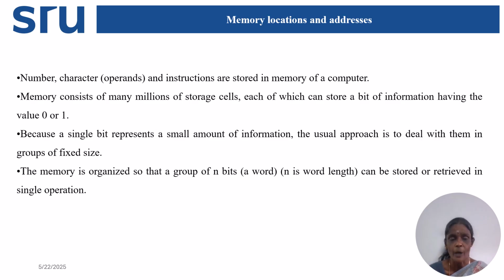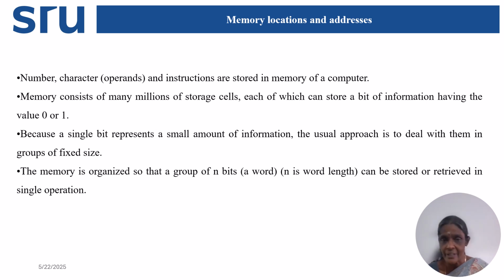So here, the number, the characters. Characters means operands. Operands are the data on which the operation is to be performed. Operation means in the coding we will give commands. Those commands will be applicable on the data. That data will be known as operands, and instructions all are stored in the memory of a computer.